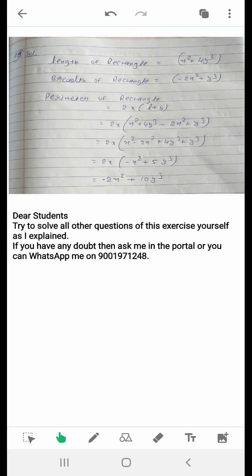You already know how to add polynomials. Combine the like terms and then add each like term. x square minus 2x square will be minus x square. 4y cube plus y cube will be 5y cube. Now we need to multiply it by 2. So 2 multiplied by minus x square will be minus 2x square, and 2 multiplied by 5 will be 10y cube. Digit will be multiplied by digit and write the y cube as it is. So that is our final answer: the perimeter of the rectangle will be minus 2x square plus 10y cube.